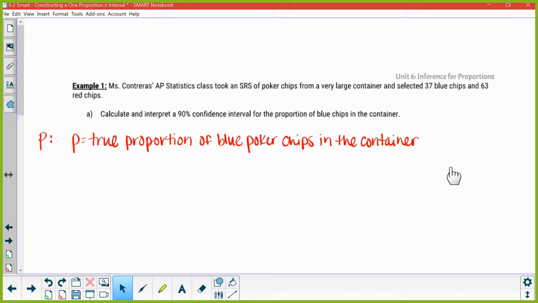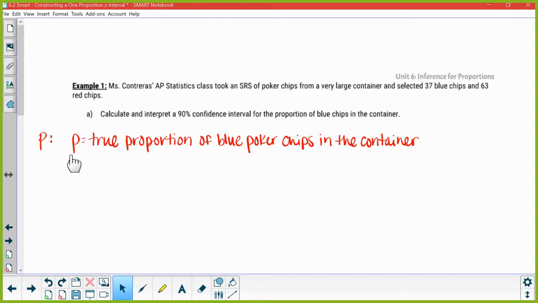Now I will make a note. The AP College Board graders are very aware of what PANIC is. If you write PANIC on your paper, they're not going to think you're freaking out. It is totally fine to write it out if it helps you remember everything that needs to be written down. I know I have some students who ask, should I write it down? Are they going to think it's weird? They know what it means. They know where it's coming from. So p is the true proportion of blue poker chips in the container. Make sure you are careful and you are using p and not p hat, because we are talking about the population, not the sample.